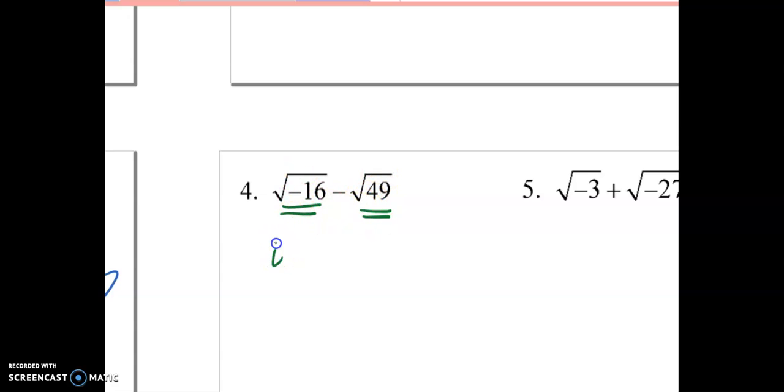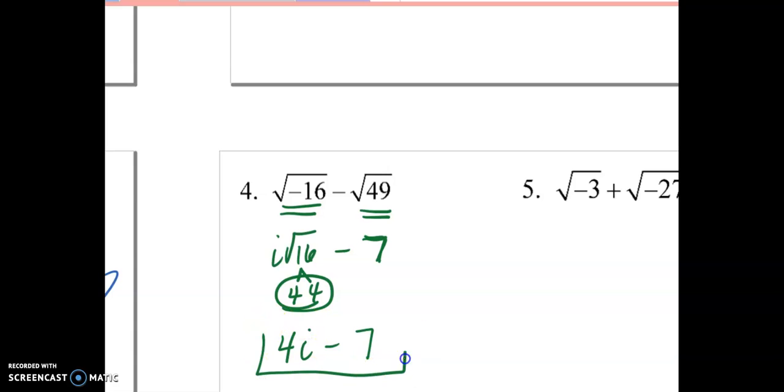So what I can do is i square root of 16 minus, and if you want, the square root of 49, you should know is 7. If I take the i out, now I'm going to break down 16. I get 4 and 4. I can stop there. The square root of 16 is 4. I get 4i minus 7. I cannot put them together because, like we said at the start, this is real.